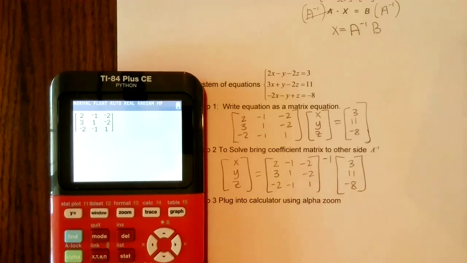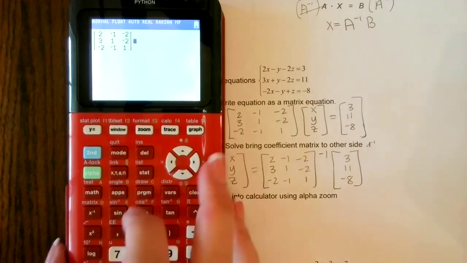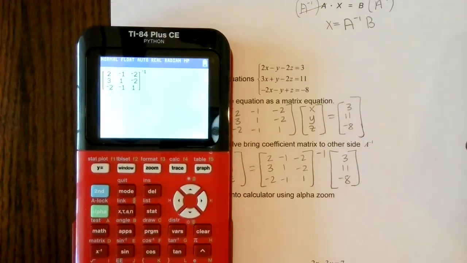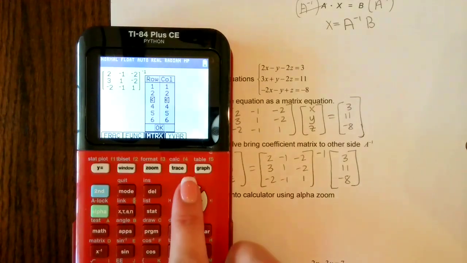Perfect. Now we get out of our matrix here, and we're going to hit the inverse key. That is found right there to the left of sine. It's that key right there, X to the -1 power. That's the inverse. That's what that's showing there. And now we're going to do our second matrix, the constant matrix B. So we do alpha zoom again. And this time I want a 3 by 1.